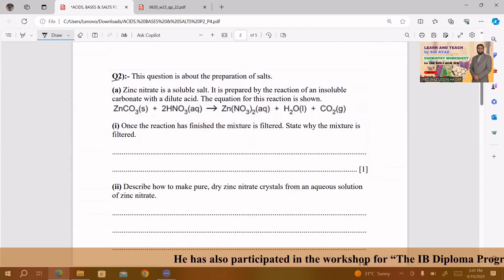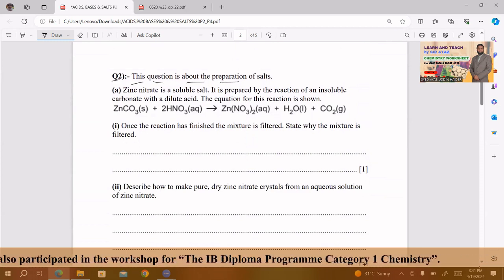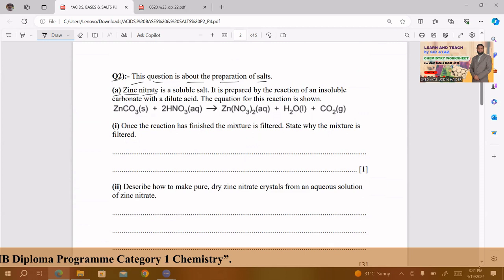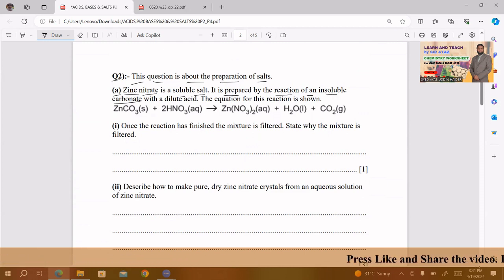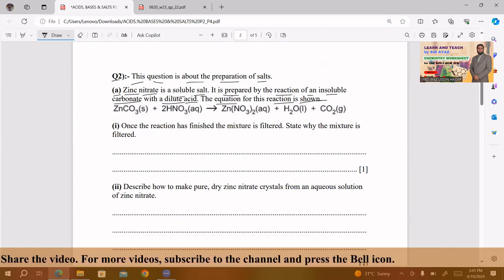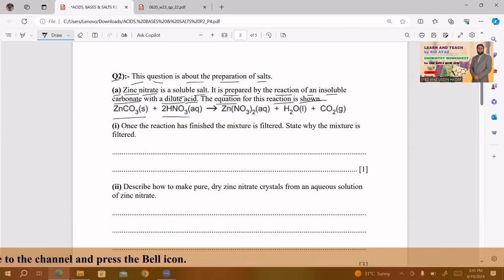Question number 2. This question is about the preparation of salts. Again, zinc nitrate is a soluble salt. It's prepared by the reaction of an insoluble carbonate with a dilute acid. The equation for the reaction is shown. Here's the reaction: ZnCO3(s) + 2HNO3(aq) gives Zn(NO3)2(aq) + H2O(l) + CO2(g).